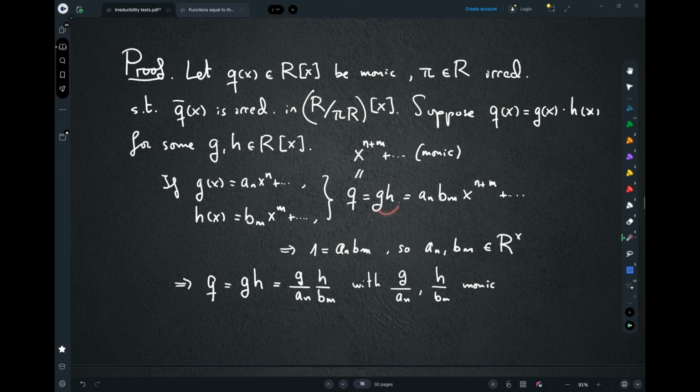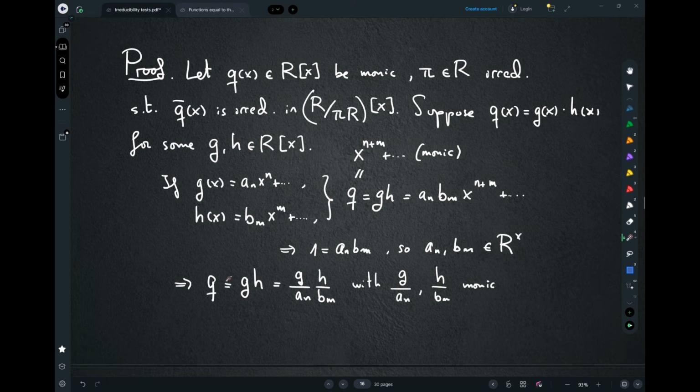And then when I multiply those together, the leading coefficient is going to be a n times b m times x to the n plus m, which has to coincide with the leading coefficient of q. If this is an actual product, n plus m have to add up to the degree of q. But q is itself monic, so what I get is that a n times b m is equal to 1, and therefore a n and b m have to be units in my ring. And they multiply to be 1.